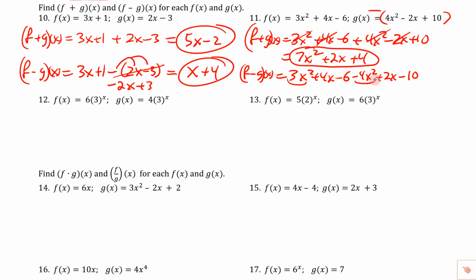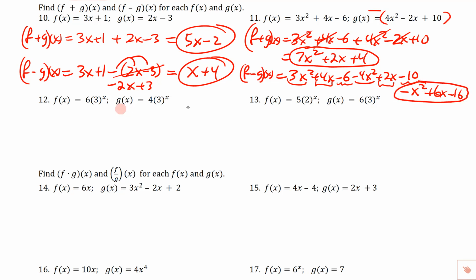So when we put those like terms together, we get negative x squared. When we put these like terms together, we get 6x. And when we put these like terms together, we get negative 16. And I'll go ahead and circle that, and that right there is the answer.